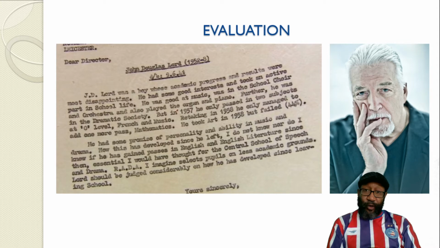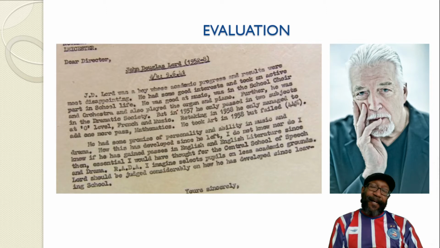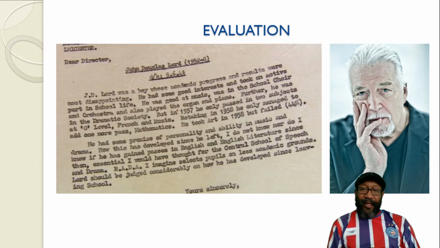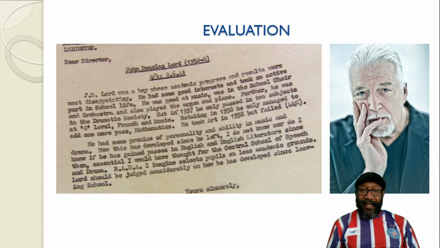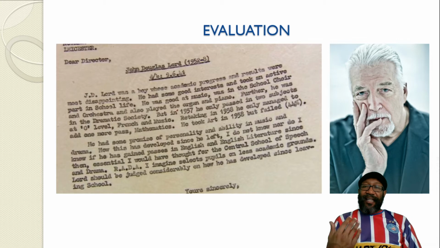And here we have an image of this guy. His name is John Douglas Lord. He was the keyboard player for Deep Purple. And here is the evaluation his school gave him, the school he studied at, right? I hope some of you can read that, because it has two moments, and that's the best evaluation you can do for somebody. It is addressed to the director, so it's probably from some teacher. They talk about the bad things that happened to him, and it starts like that: J.D. Lord was a boy whose academic progress and results were most disappointing. So it starts badly, right?